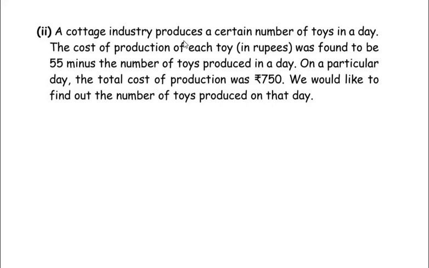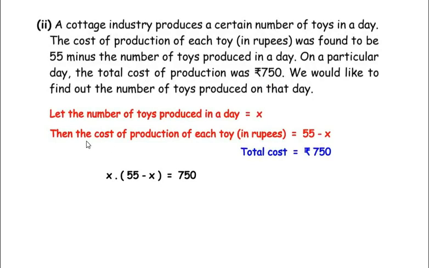So let us try to understand this question by writing the data first. So here we have been given a cottage industry that produces a certain number of toys. So here we have written, let the number of toys produced by the cottage industry in a day be equal to x, because we do not know how many toys they are going to produce. Then they have given that the cost of production of each toy was found to be 55 minus the number of toys produced in a day.